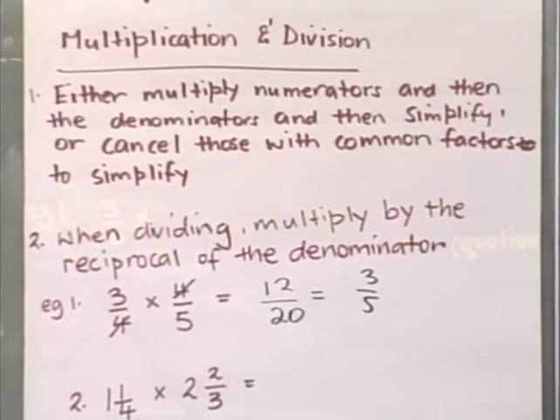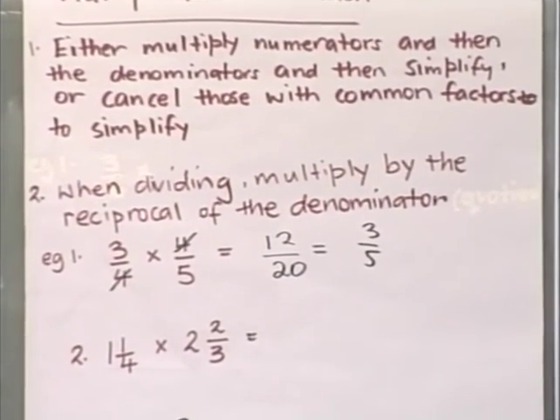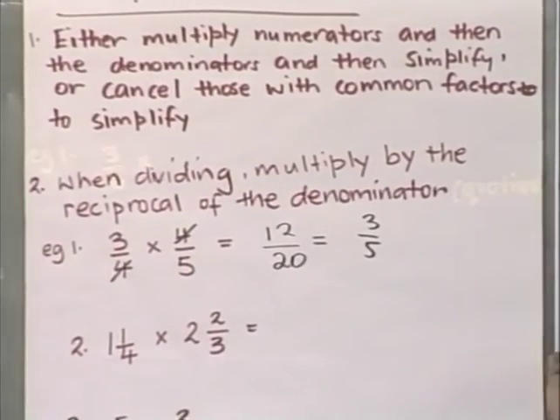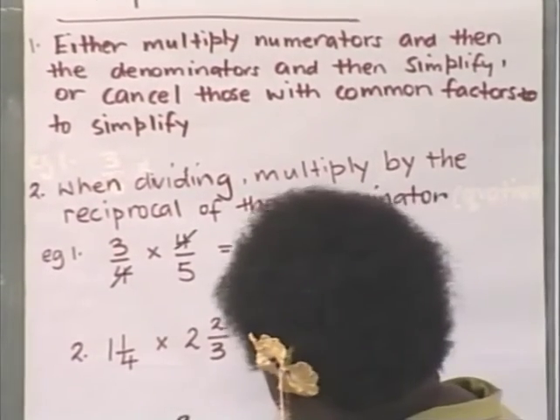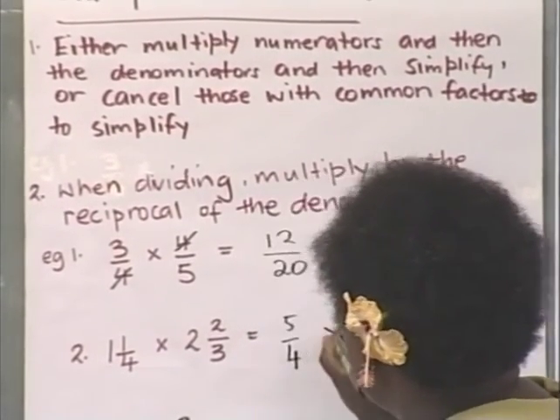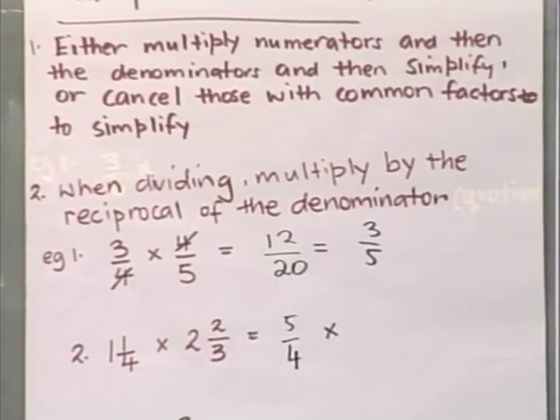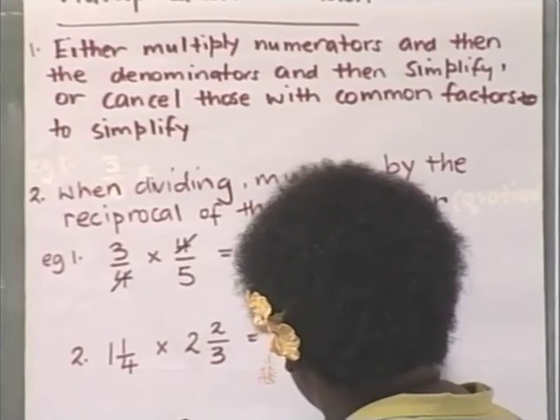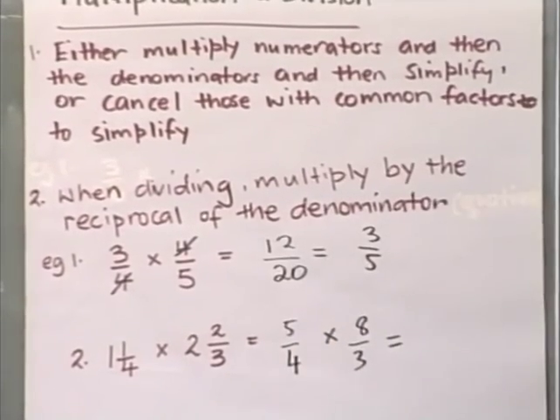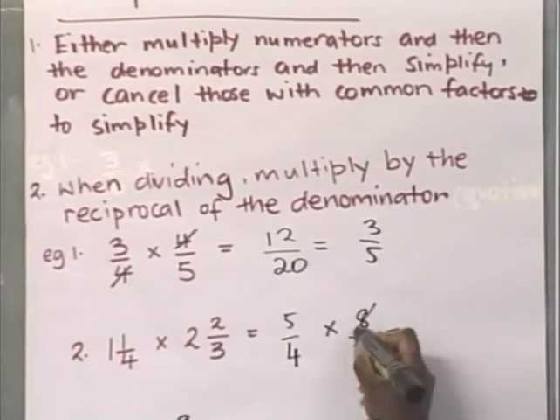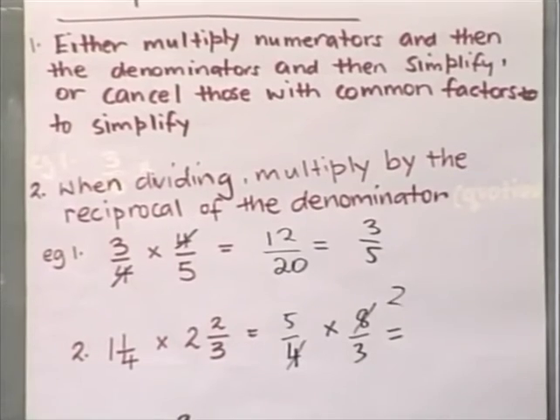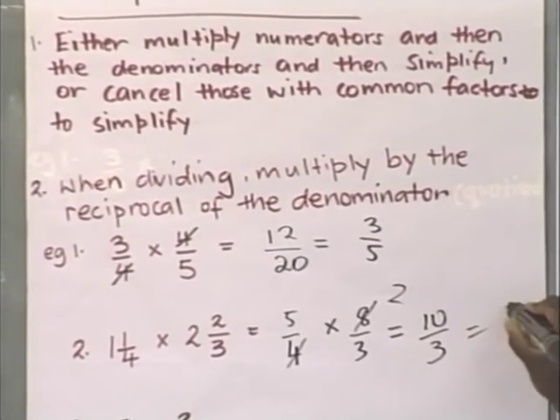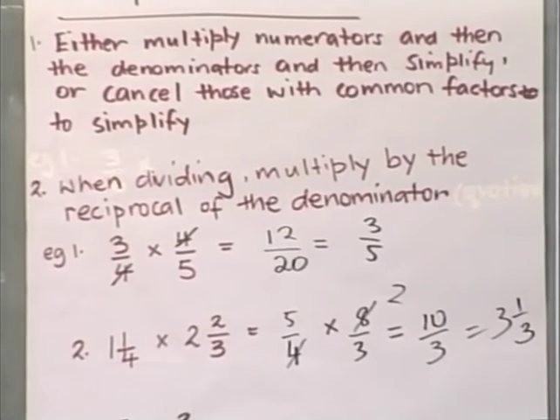Okay, 1 and 1/4 times 2 and 2/3. Change to a mixed fraction. 1 and 1/4 is the same as 5 on 4. 2 and 2/3 is the same as 8 on 3. And then you can cancel or you can multiply. 8 divided by 4 is 2. 5 times 2 is 10. 10 on 3, which is 3 and 1/3.